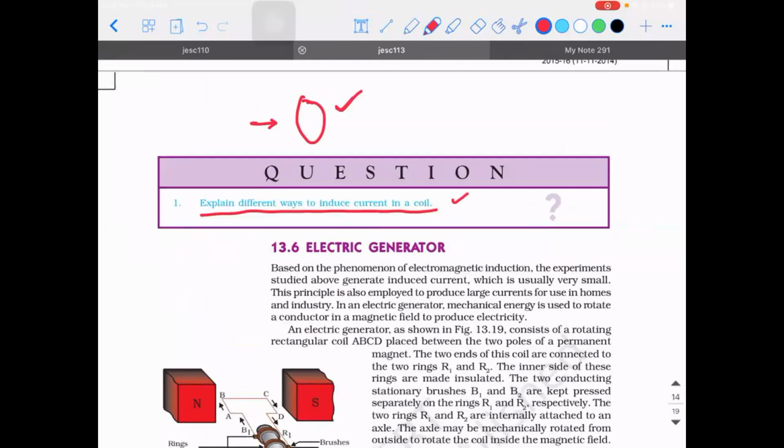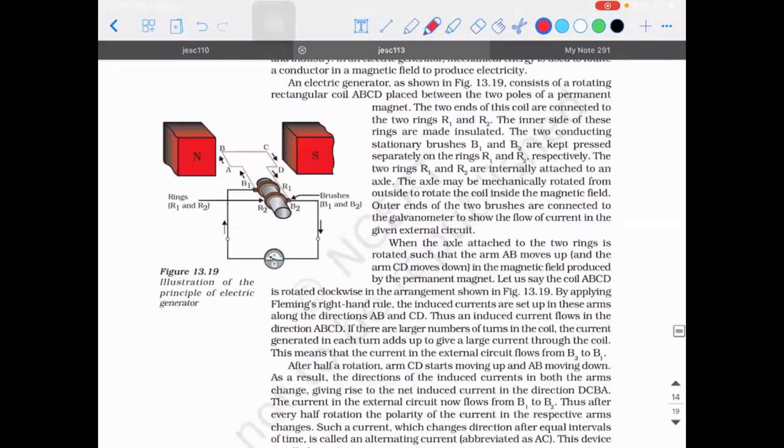Maybe you can know this word alone. What is the device that works on the principle of electromagnetic induction? The answer is electric generator. Electric generator works on the principle of electromagnetic induction. If this comes as a 1 mark question, you can just write that word. Okay, so with this, we are done with this chapter.